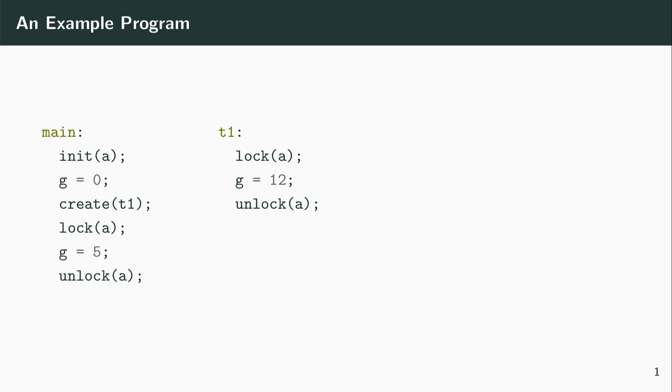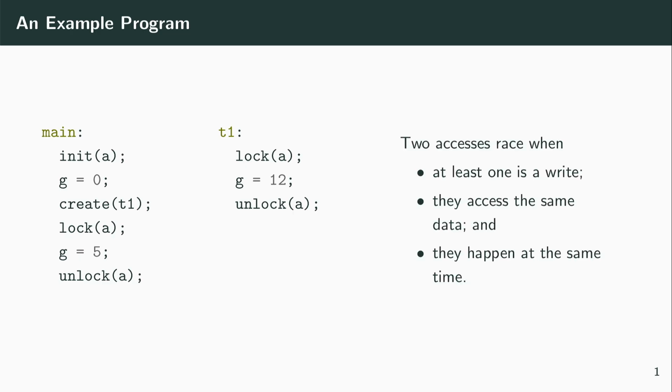We can initialize this mutex, and we can lock and unlock the mutex. We also have global variables. For instance, here we have this global variable G. What this program does is first, while no threads are created, it assigns a value to this G. Then it dynamically creates a second thread, namely this thread T1. The first thread then locks this mutex A, assigns a value to G, and then unlocks the mutex again, whereas this other newly created thread also locks the mutex, assigns a value of 12, and then unlocks the mutex.